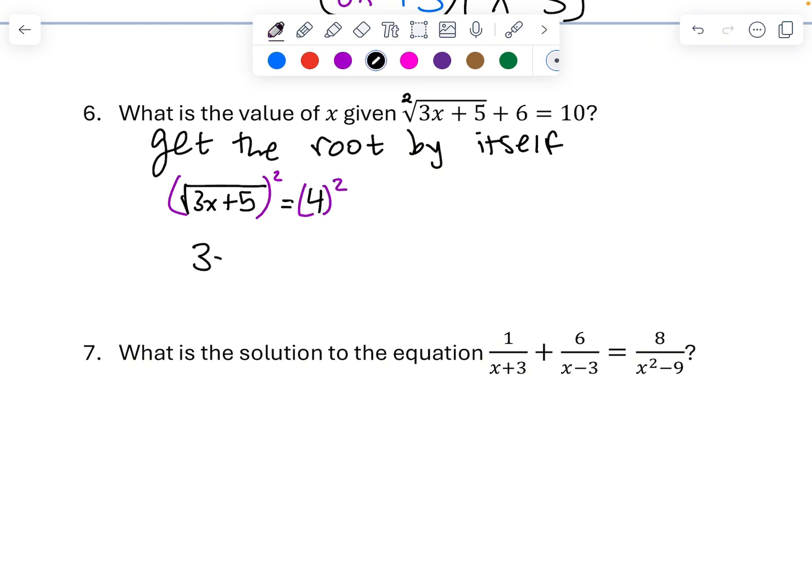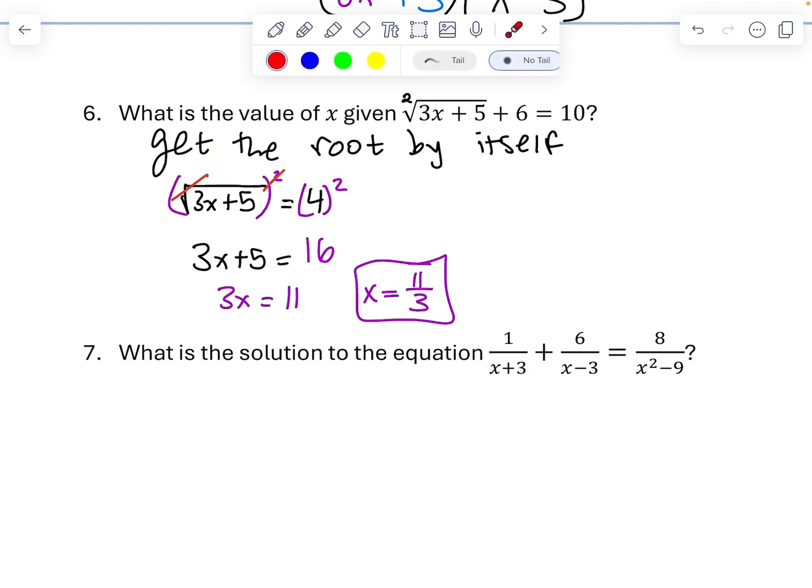Okay, so I have 3x plus 5 is, once I square a square root, that square cancels and the root cancels, and I'm left with whatever was underneath. And I'm equal to 4 squared, which gives me 16. From here, this is an Algebra 1 problem, if not an 8th grade math problem. Subtract 5 from both sides. I get 3x is equal to 11. So then my x is equal to 11 over 3. Okay, and that's my answer.